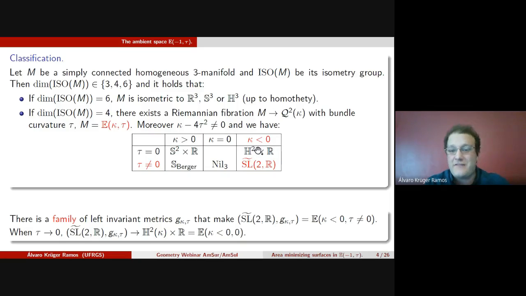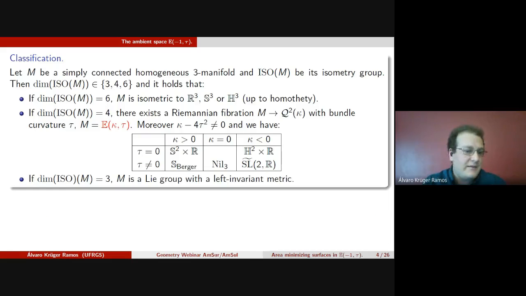And you have a left invariant metric in H2 cross R which is isometric to some left invariant metric in SL2R tilde, but these Lie groups are not isomorphic. The first time I saw this, I thought, what? How can it be? You have two left invariant metrics which are isometric, but the Lie groups themselves are not isomorphic, and this is really interesting. Well, fun fact, let's put it that way.